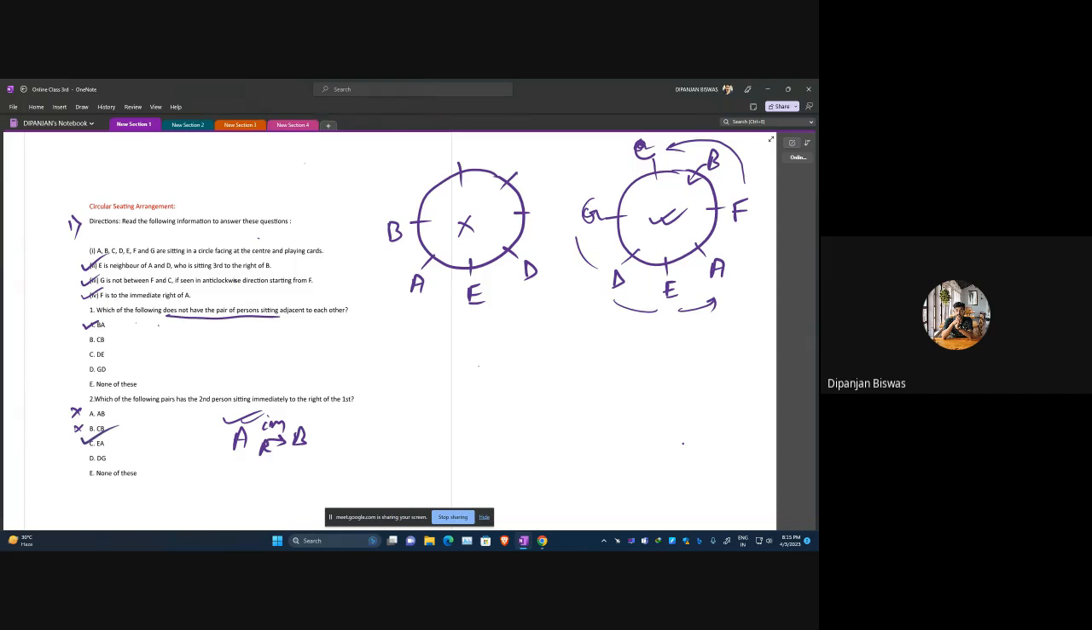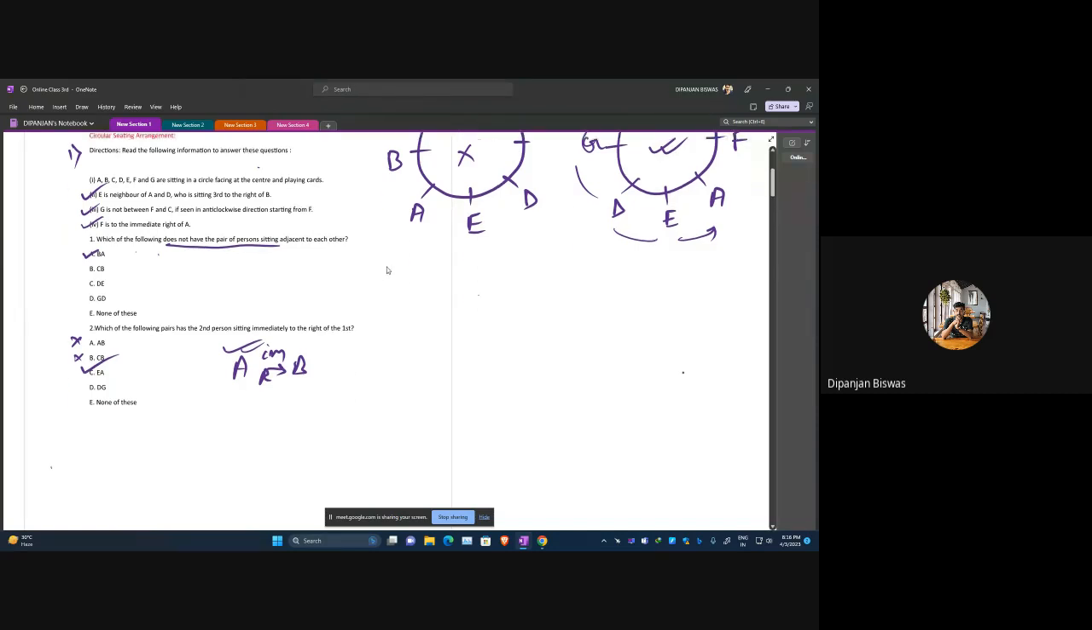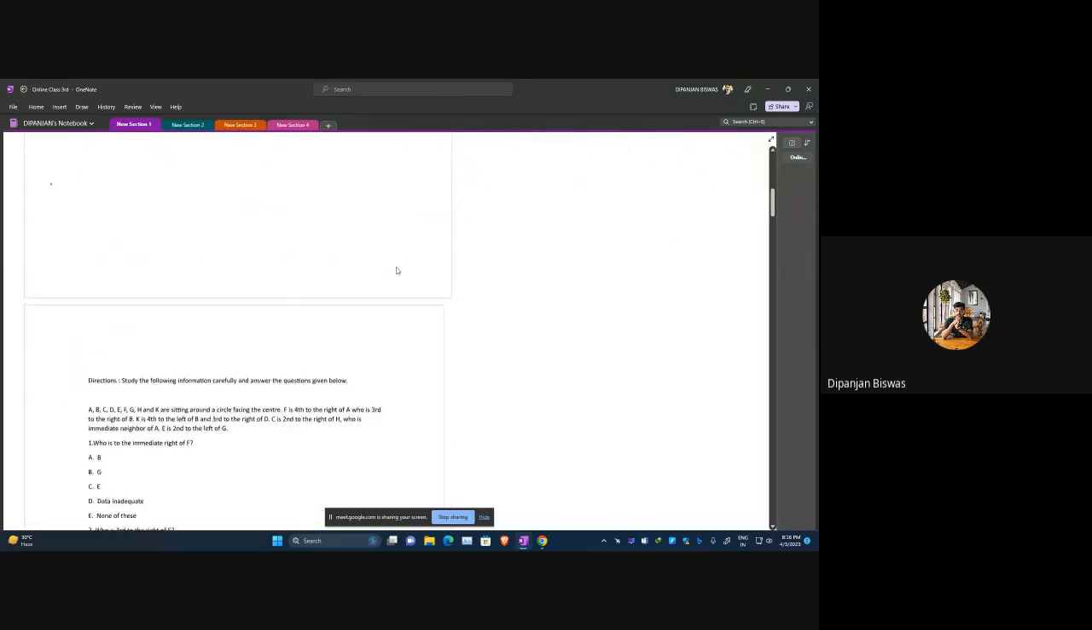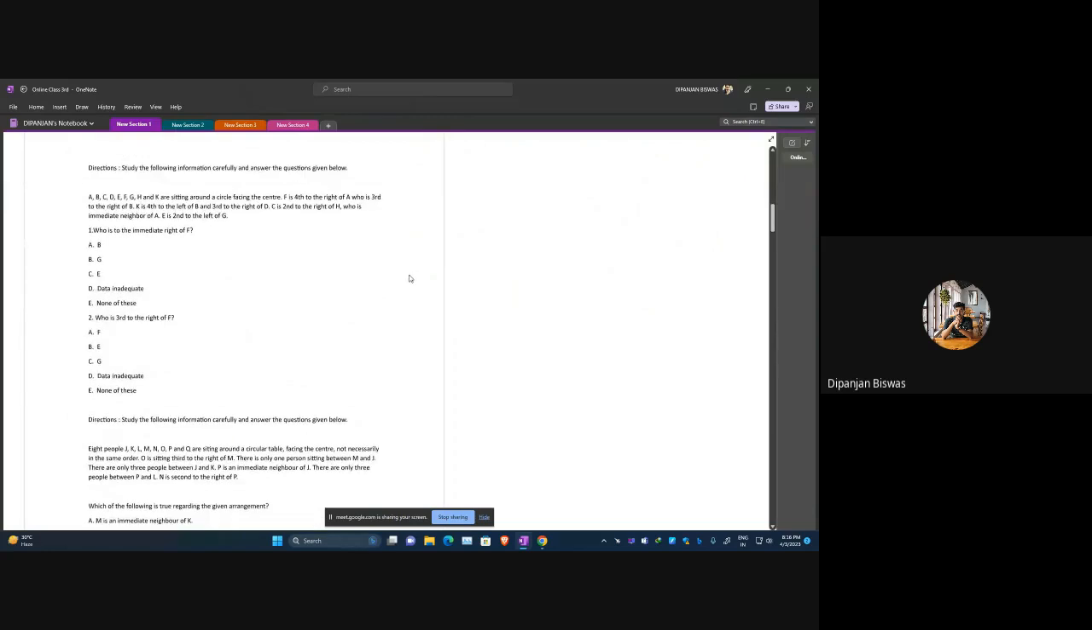So you just have to draw the seating arrangement, and then solving the questions will take only a few seconds. You can see the clear picture in your written seating arrangement. Moving towards the next question, we have it here. How many people: A, B, C, D, E, F, G, H, and K? A to H is 8, and K. So 9 people are sitting in the arrangement.